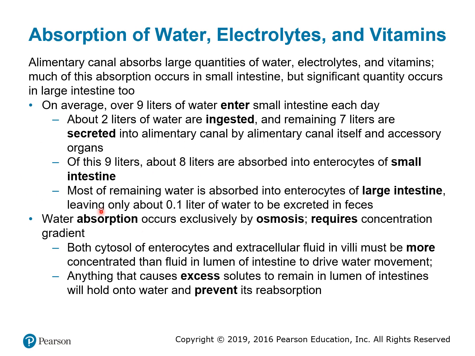So water absorption is exclusively happening by osmosis, the traveling of water in and out of the cells, and it requires a concentration gradient, meaning that the enterocyte, which is a cell, is going to work with the extracellular fluid of the villi, and then it is going to drive the water movement. Anything that causes an excess of solids to remain in the lumen, and then the intestines are going to hold the water to prevent reabsorption that way.